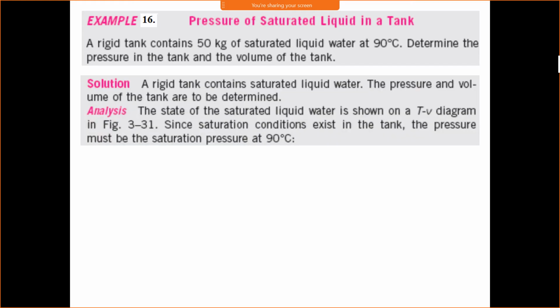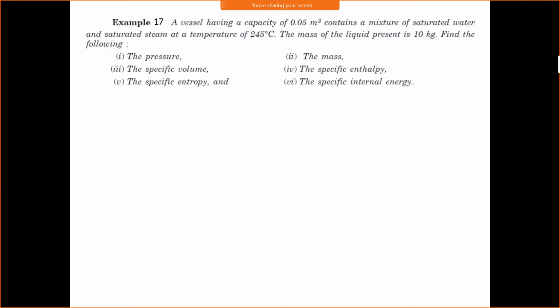Next problem. A vessel having a capacity of 0.05 meter cube contains a mixture of saturated water and saturated steam at a temperature of 245 degrees Celsius. The mass of liquid present is 10 kg. Find the following: the pressure, the mass of steam, the specific volume, specific enthalpy, specific entropy, and specific internal energy.